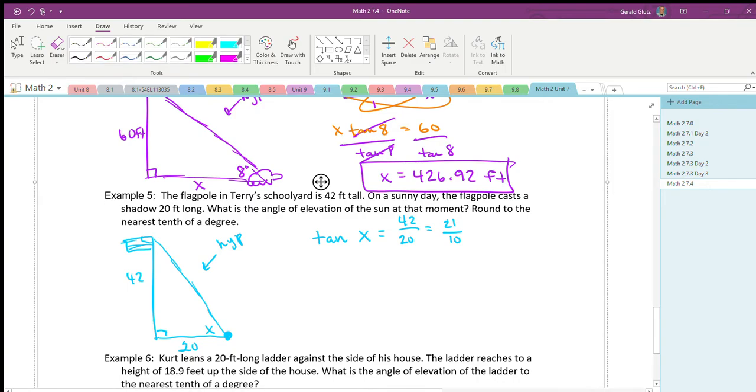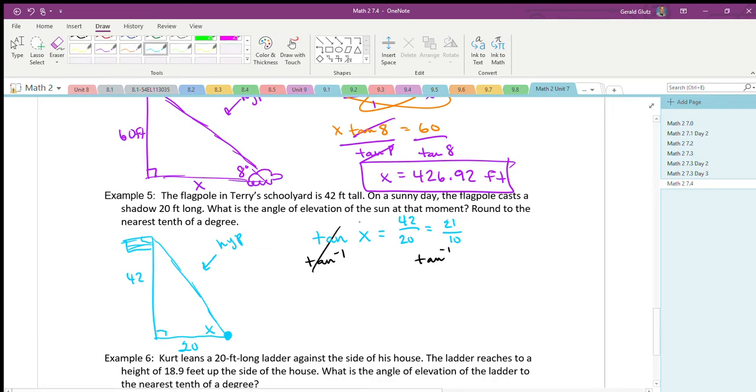So I want to get x by itself, so I need to get this tangent out of here. So to get rid of a tangent, I got to take the inverse tangent of both sides. So I'll be left with x is equal to the inverse tangent of 21 over 10. So on my calculator, 21 over 10. I take the inverse tangent. So x is going to equal 64.54 degrees. So that's about how many degrees you'd be looking up if you're standing at the end of that shadow.